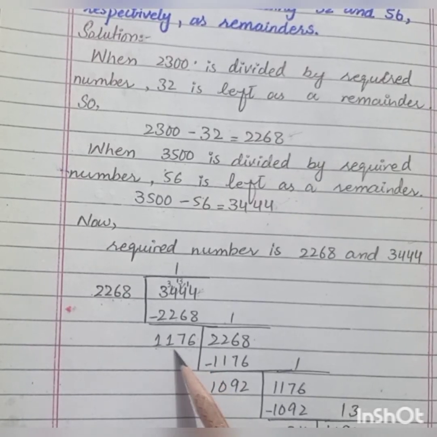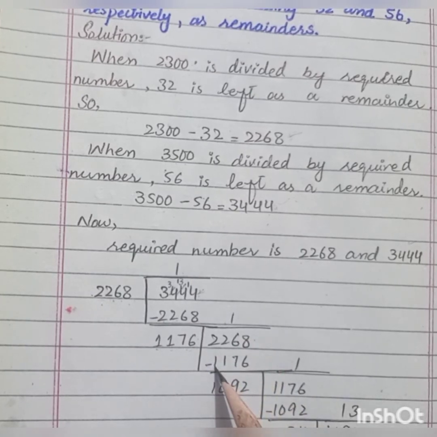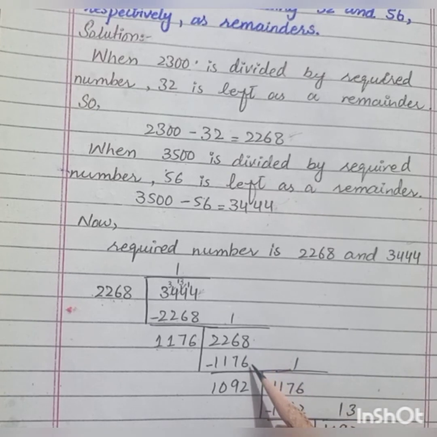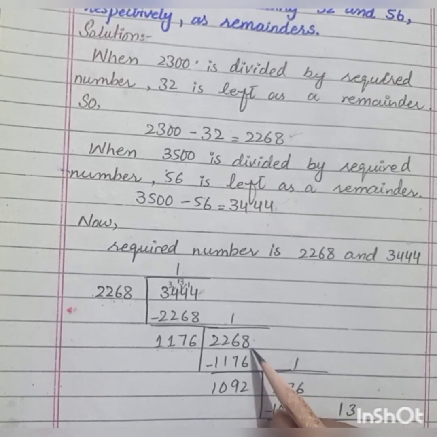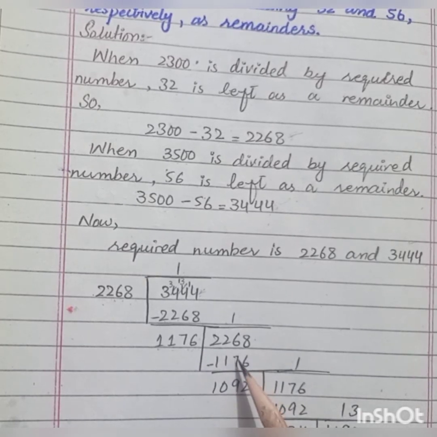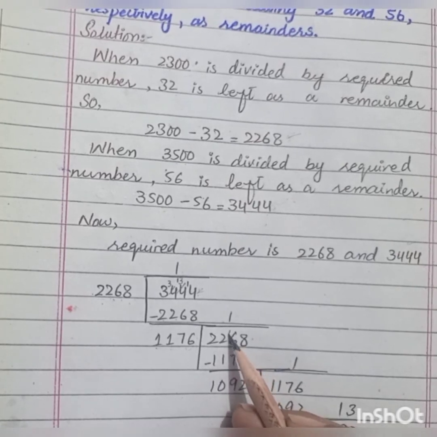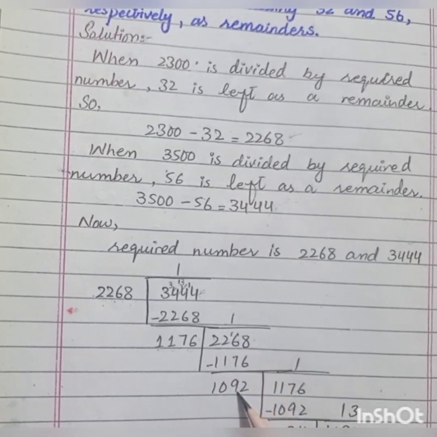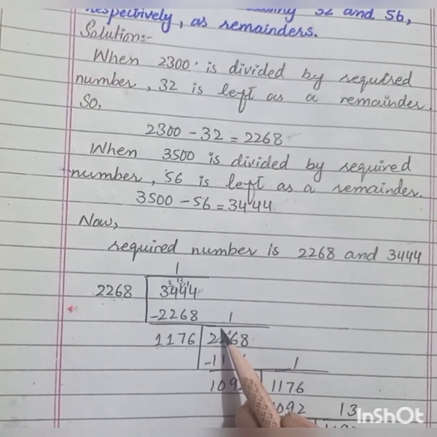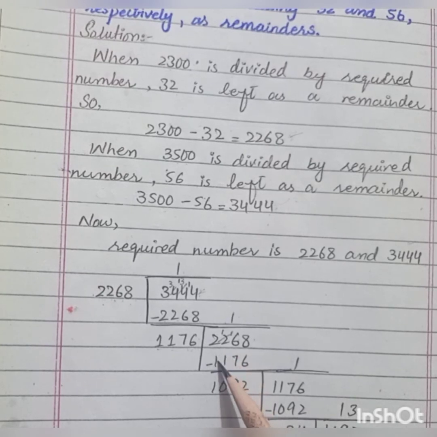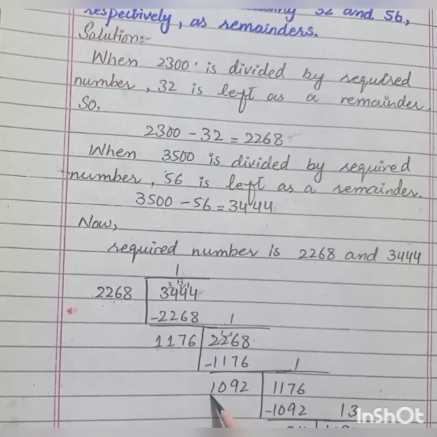Now students, take 2268 as a dividend and then 1176 will act as a divisor. So now 1176 multiplied by 1 is equal to 1176. Subtract this value. After subtracting 6 from 8, the answer is 2, and now subtract 7 from 6. We know that 7 cannot be subtracted from 6, so let's take 1 carry. It would become 16. Now subtract 7 from 16, the answer is 9, and here would become 1. Now subtract 1 from 1 is equal to 0, and again subtract 1 from 2 is equal to 1.